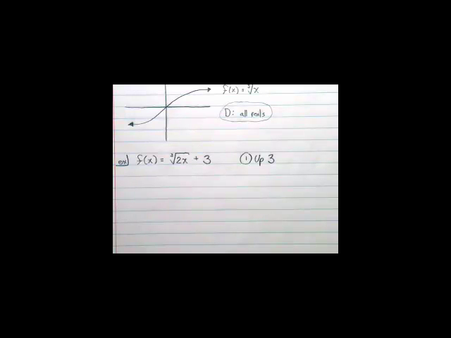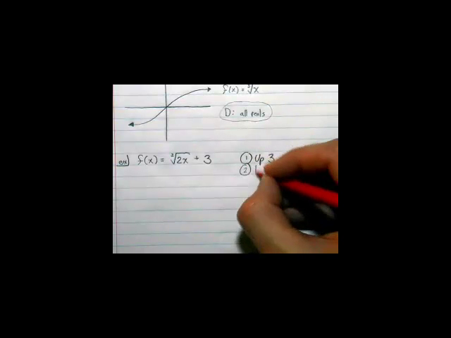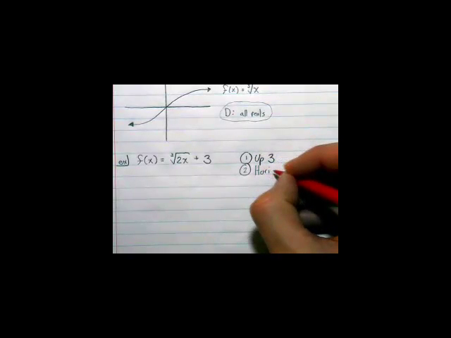Right. The 2 is not on the outside of the cube root. It's on the inside of the cube root. So I'm not multiplying the entire thing by 2. I'm multiplying just the x by 2, which means it's horizontal. And if it's horizontal, everything's backwards. So this is a horizontal shrink by a factor of 2. Or I guess you could say horizontal shrink 1/2. That would be more accurate.